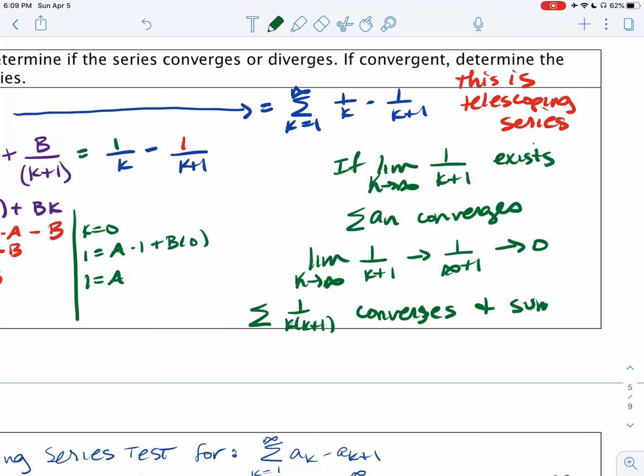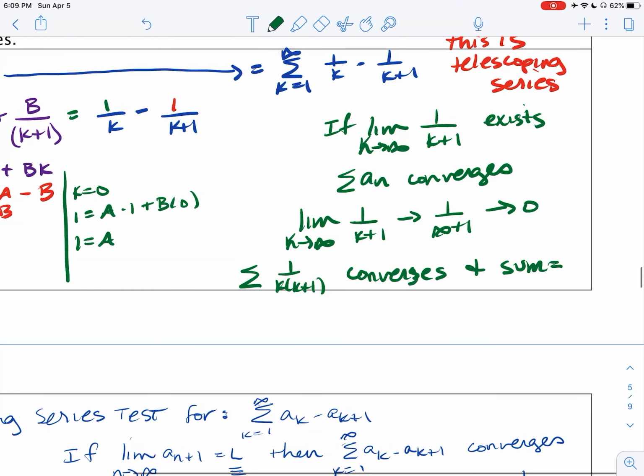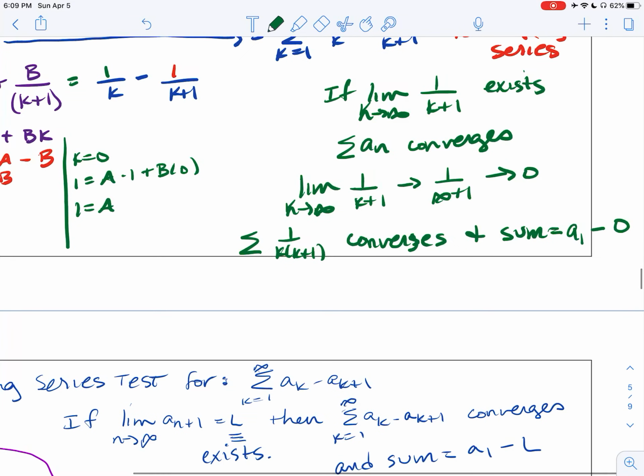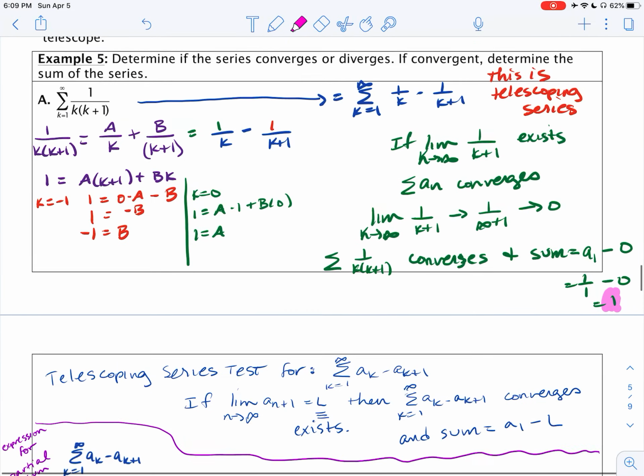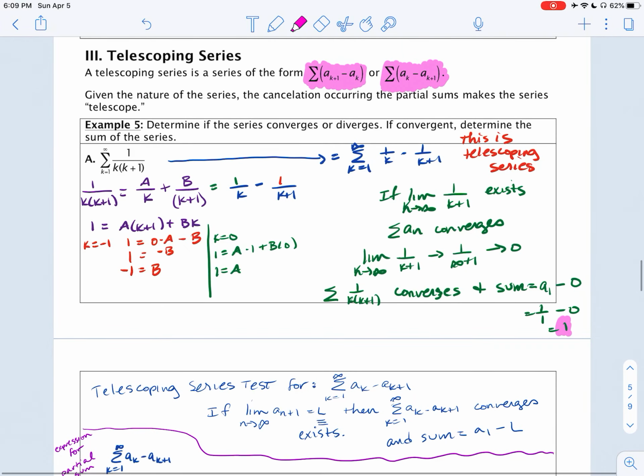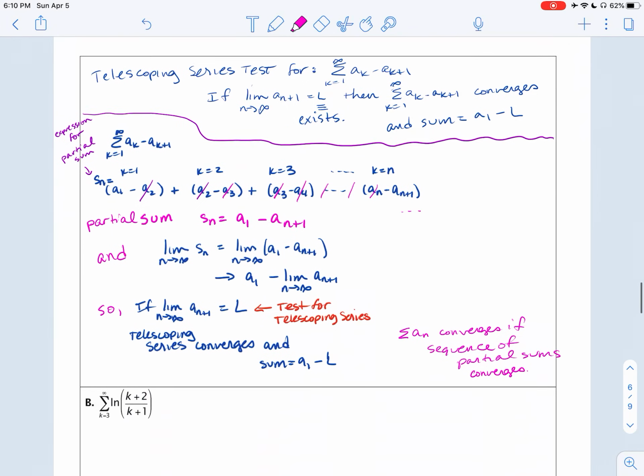and the sum is equal to a sub 1 minus 0, right? And my a sub 1 is actually going to be 1. 1 over 1 minus 0, which is 1. Good. So there you have it for telescoping series. And that's kind of fun.